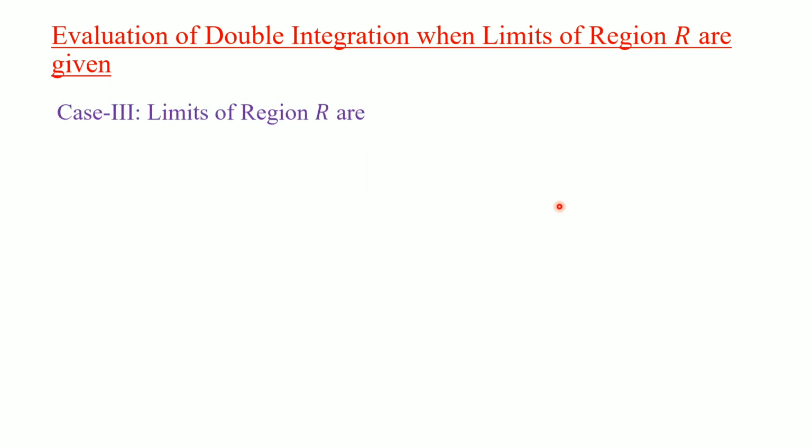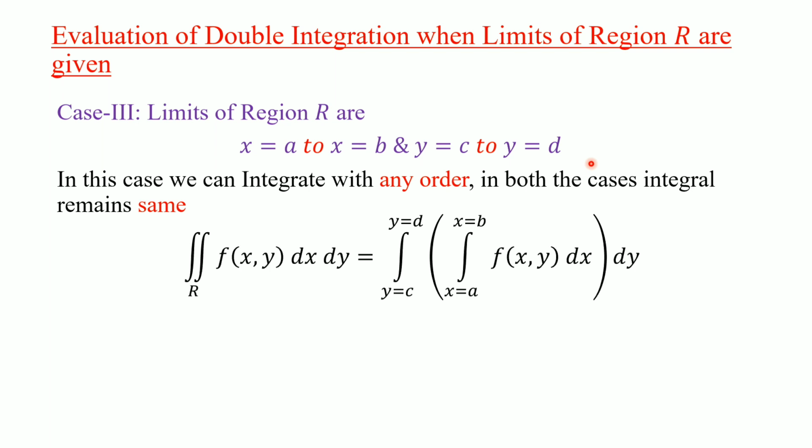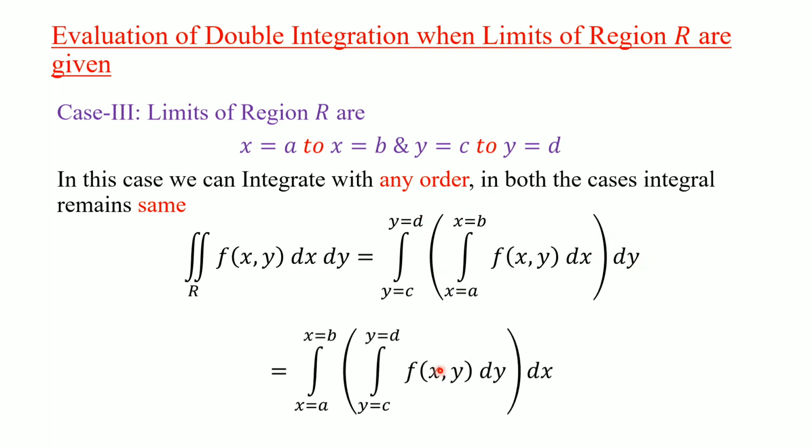Now there is a third case also. What if all the limits are constants? Like here, x varies from a to b and y varies from c to d. So in this case, order of integration doesn't matter. You can choose any order of integration, and in both the cases we get the same answer. So here, if this double integral of f(x,y) dx dy over R, we can integrate first with respect to x and then with respect to y, or we can integrate it first with respect to y and then with respect to x. In both the cases we get the same answer. So this is how we can decide order of integration when limits of region R are given.